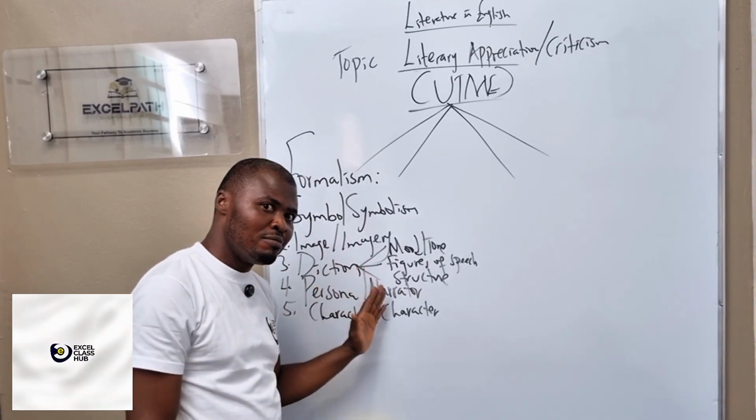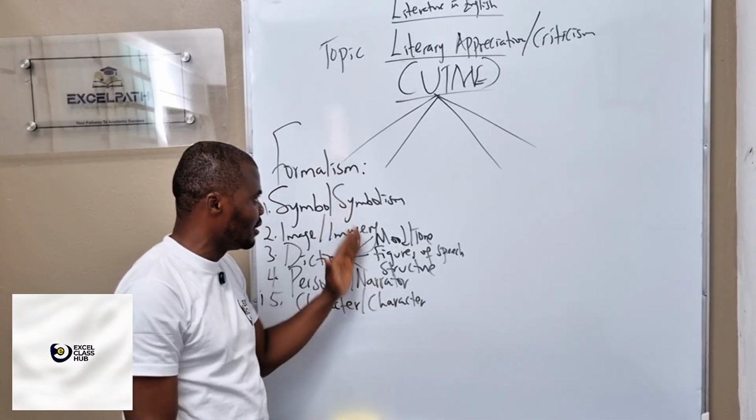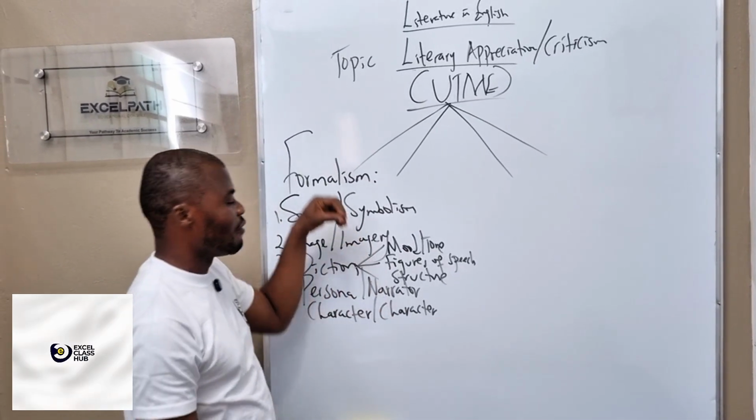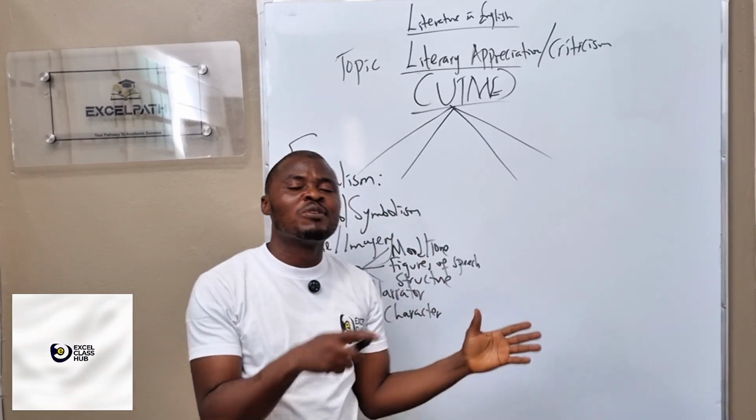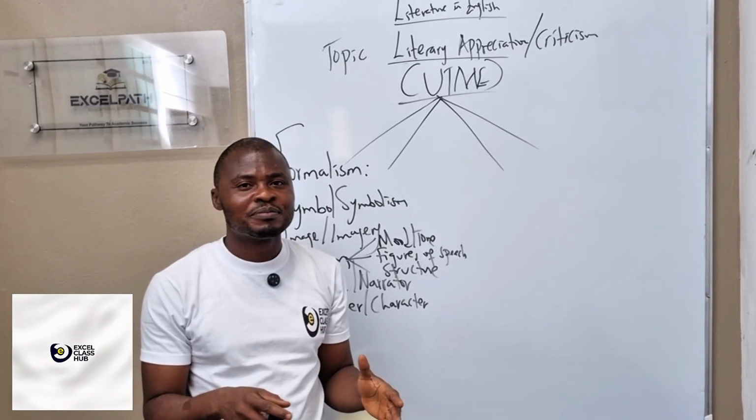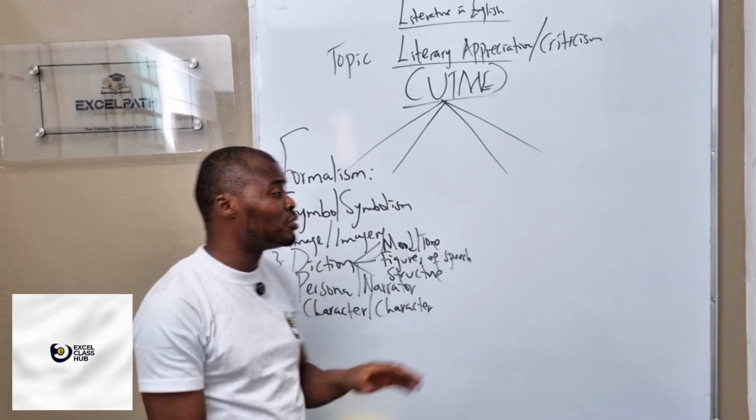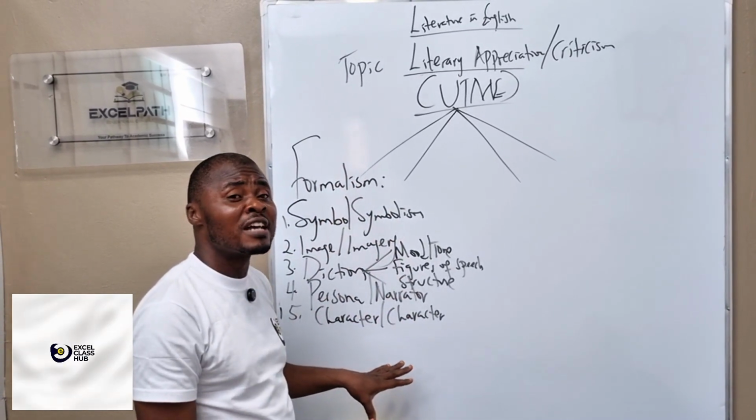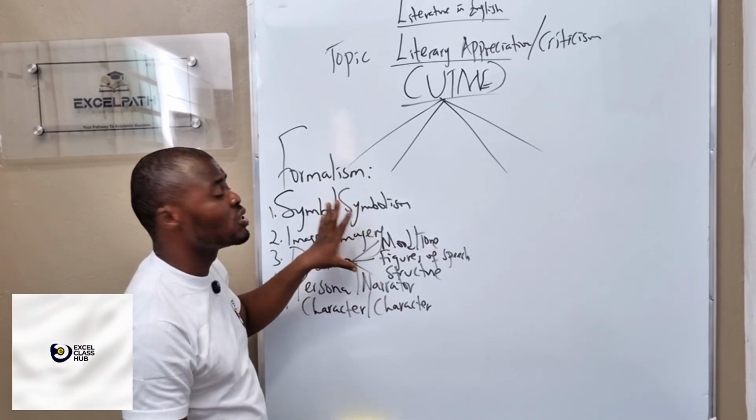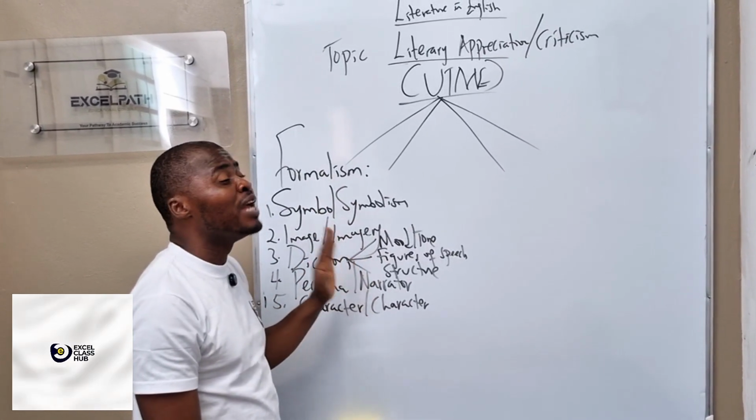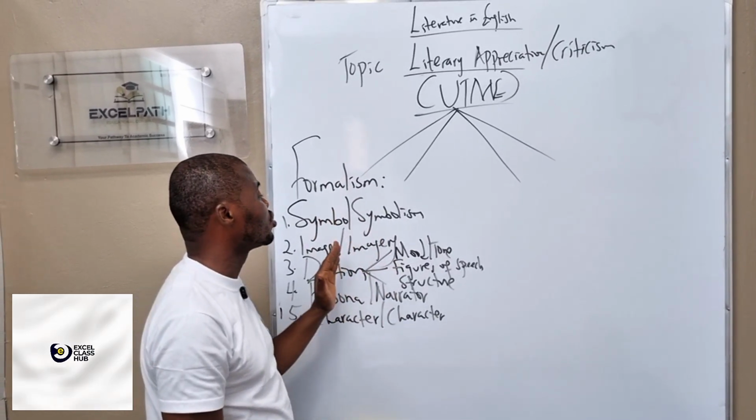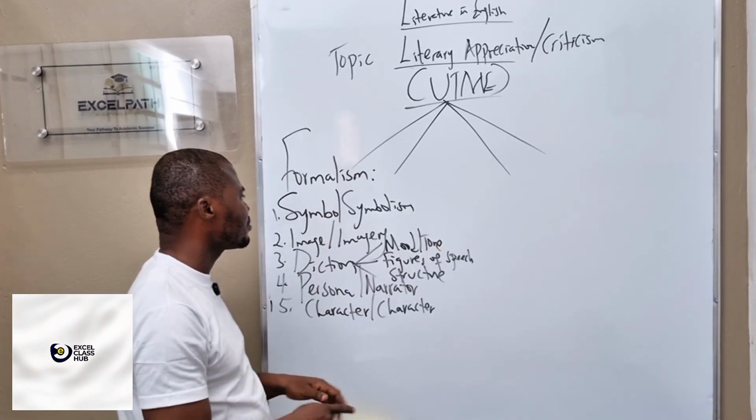Now, most of the questions you see in literature are from here. The form of the work, that's what formalism is looking at. But don't think all your questions will be restricted to these in your exam. 70% of the questions will come from this angle, but we have other questions coming from other angles.